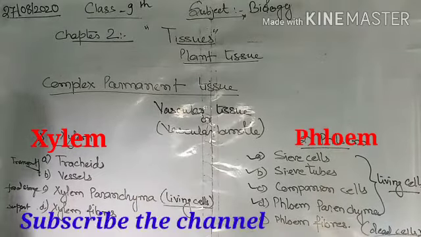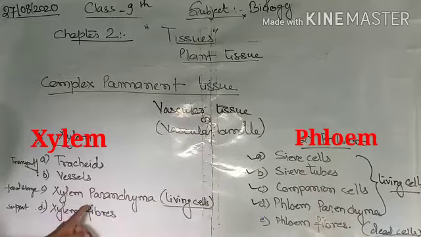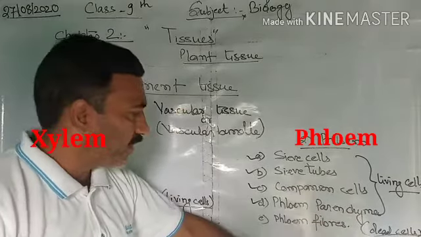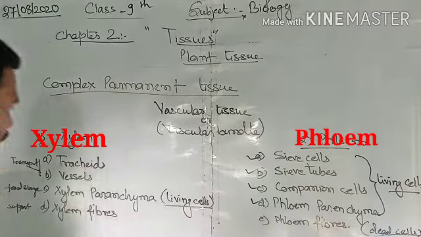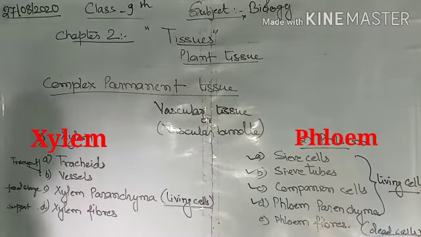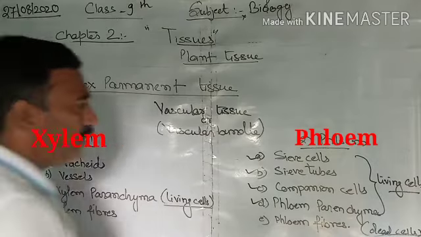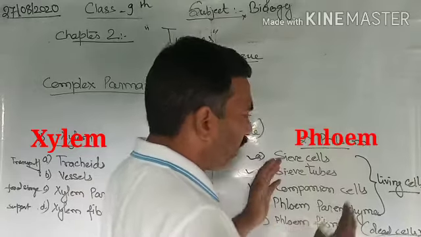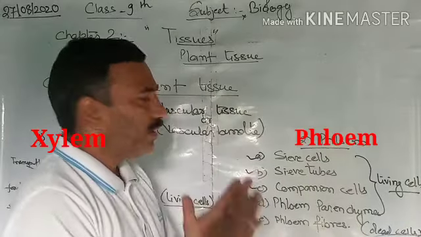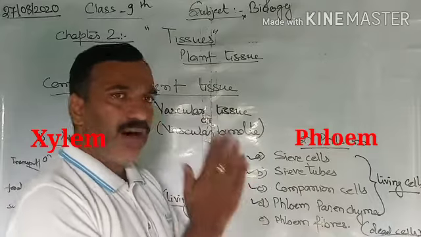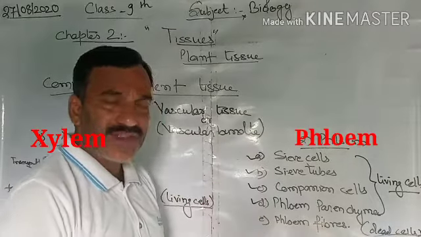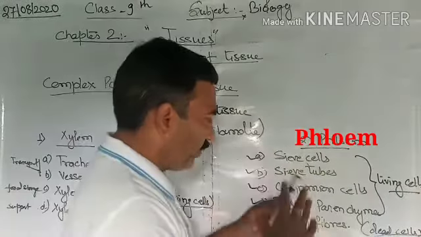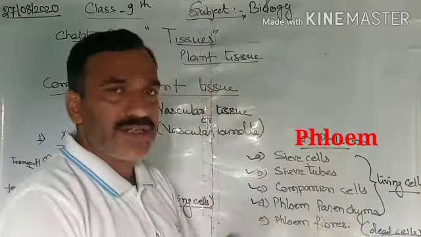Xylem has maximum dead cells, only the parenchyma is living, whereas phloem has maximum living cells, only the fiber is dead. Now, as you know, the phloem is responsible for transportation of cooked food. So, why are companion cells called companion cells? Because they are attached with tube cells, and together they form a set of cells which are also called sister cells. They form a tube-like structure having perforations.